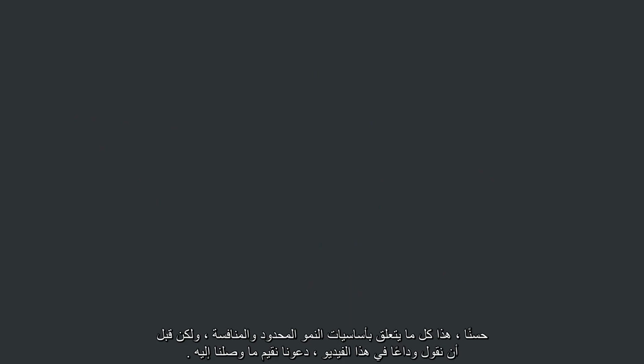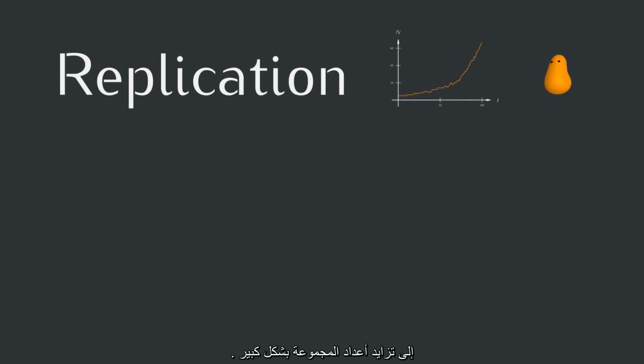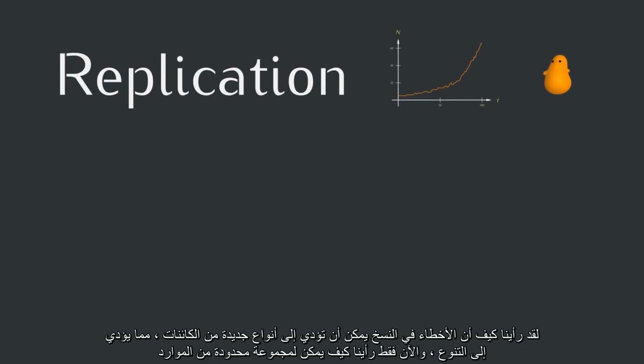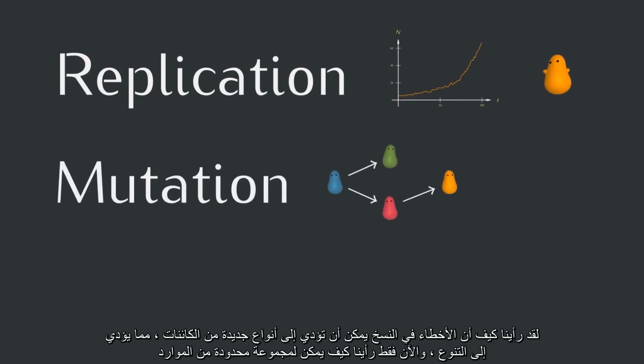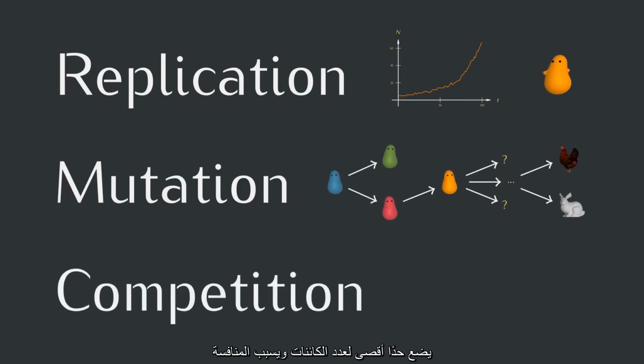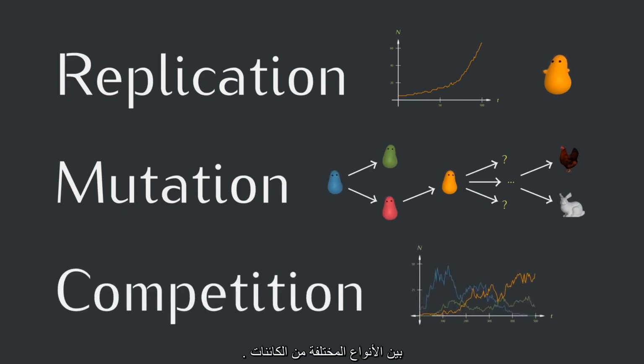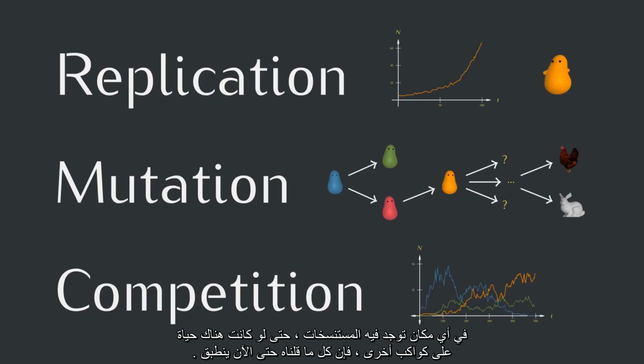Alright, that's it for the fundamentals of limited growth and competition. But before we say goodbye in this video, let's take stock of where we are. We've seen how replication can lead to exponentially growing populations. We've seen how mistakes in replication can lead to new kinds of creatures, leading to diversity. And just now, we saw how a finite pool of resources puts a cap on populations and causes competition between different types of creatures. Replication, mutation, and competition make up the core of evolution. Anywhere replicators exist, even if there's life on other planets, everything we've said so far would apply.